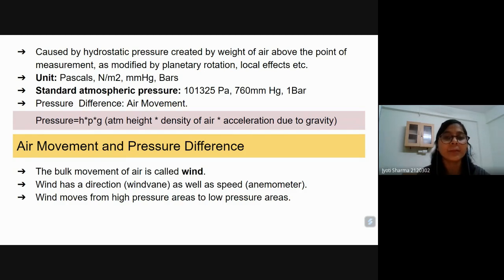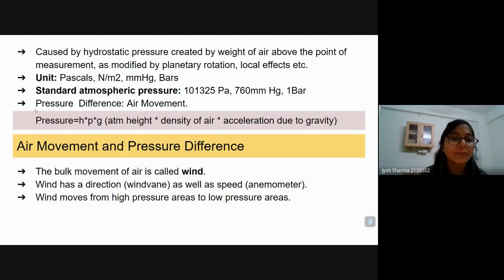The standard atmospheric pressure is 101,325 Pascal or 760 mm of mercury or 1 bar. And if there is a pressure difference, then air will move, and we know that air movement is known as wind. So wind will blow if there is a pressure difference. And the formula of pressure is height, rho is the density, and g is the acceleration due to gravity. So atmospheric height multiplied by the density of air multiplied by the acceleration due to gravity, that is h rho g, is the pressure formula.